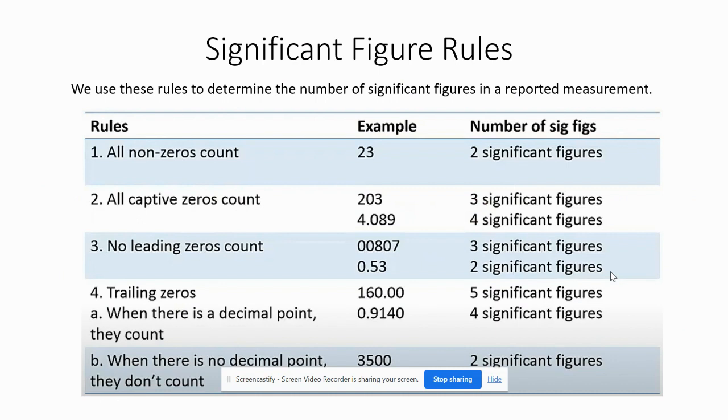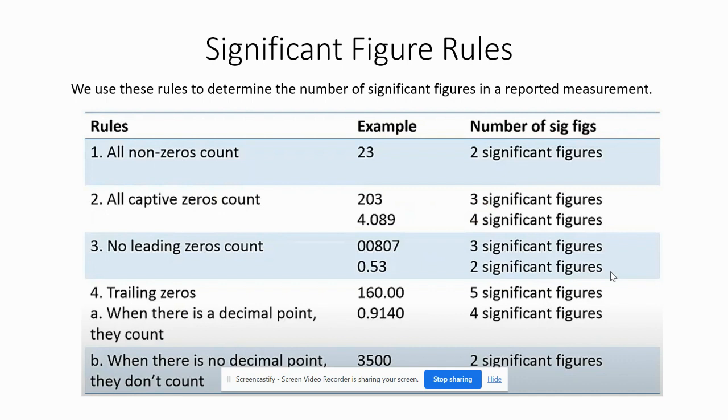Here are the significant figure rules. We use these rules to determine the number of significant figures in a reported measurement. First rule, all non-zeros count. Any digit that isn't a zero is a significant number. All captive zeros count. If a zero is between other numbers, it is a significant figure. No leading zeros count. If the zero is before any other number, it is not a significant figure.